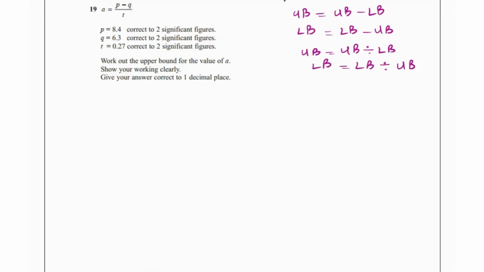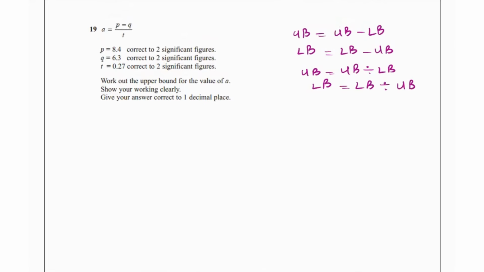So the equation we have is A equals P minus Q over T. P is 8.4 correct to two significant figures. Q is 6.3 correct to two significant figures, and T is 0.27 correct to two significant figures. We have to work out the upper bound for the value of A. Show working clearly, giving the answer correct to one decimal place. Since it's upper bound, that means we need to find the upper bound of the numerator and lower bound of the denominator. And since the numerator is P minus Q, which means we need to find the upper bound of P and the lower bound of Q.